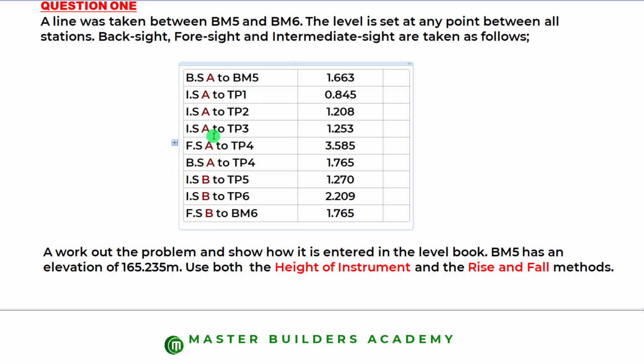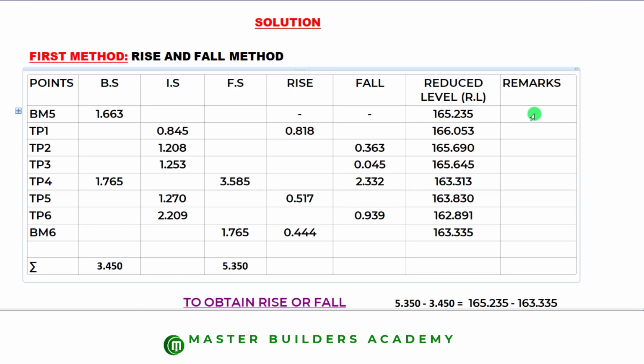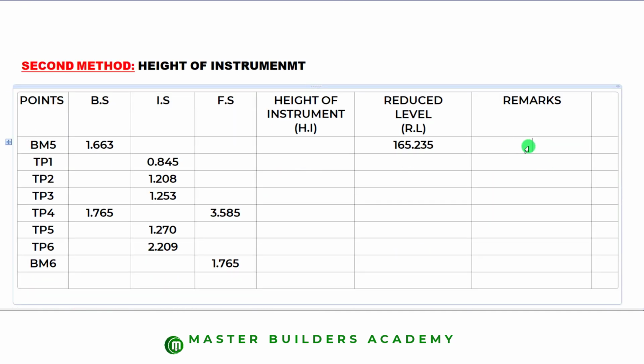AB. So A started from BM5 to TP4. Then from TP5 we have B. So we can come here and indicate this part as A, then from TP5 we have B. All right, so this is what we have. The same thing we can also do here. We have A, then we have B. All right, so this is it.